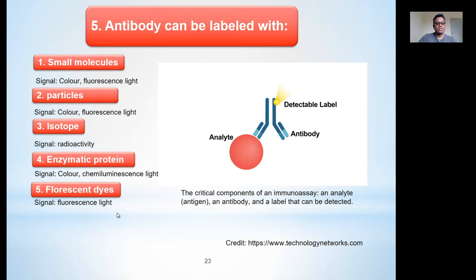So all these signals can be detected by specific analyzers, specific machines, and some can even be detected by our naked eye. For example, the color reaction in the strip test for a pregnancy test, where we can observe the formation of a red line on the immunoassay.